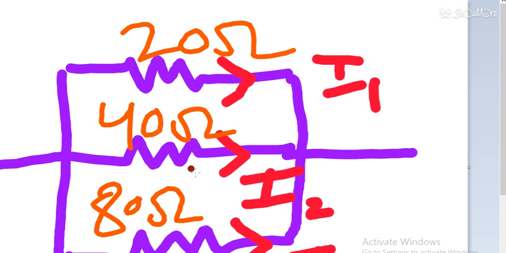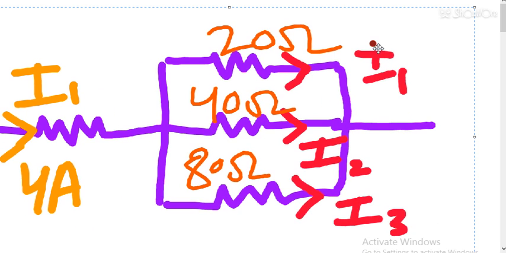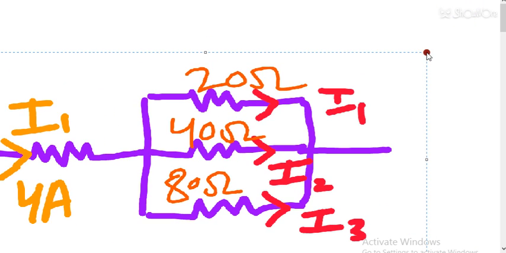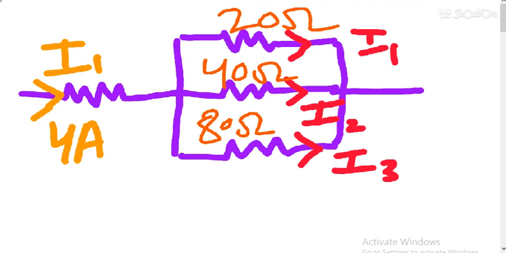And now we are with one more question. And you have to wait for 1 minute. So students, the next question is 20 ohm, 40 ohm, 80 ohm. So let me see how to solve. So it is our question number 3 for today.